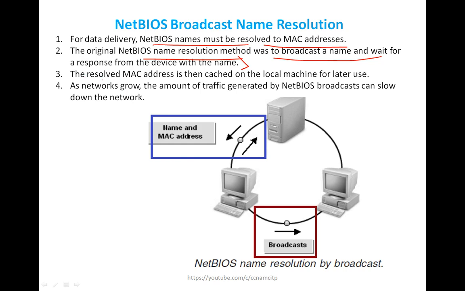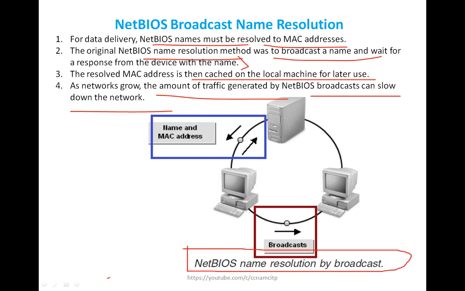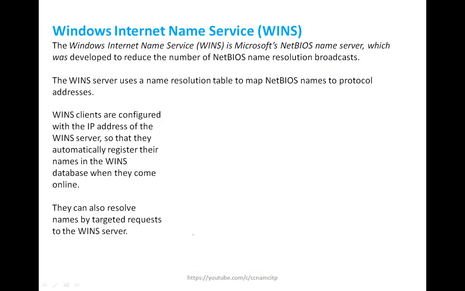Then the resolved MAC address is cached on the local machine for later use. As the network grows, the amount of traffic generated by NetBIOS broadcast can slow down the network. Broadcasting is always a reason for high traffic. So to avoid that, DNS and others came later on. In the same scenario, the MAC address is broadcast, and the system containing that MAC address responds to the request, and it is used later on.